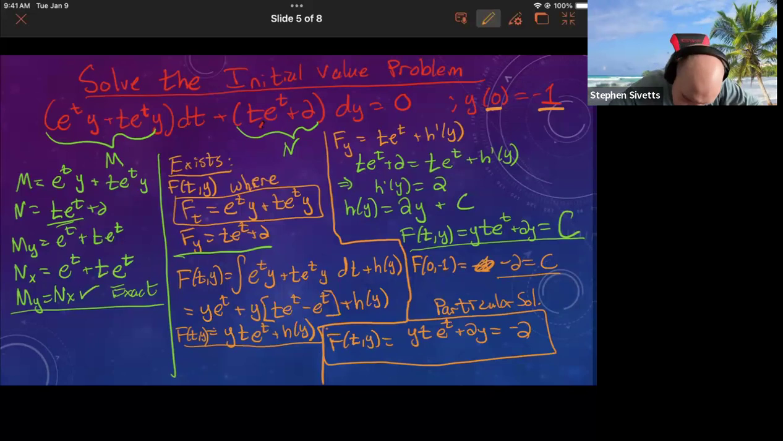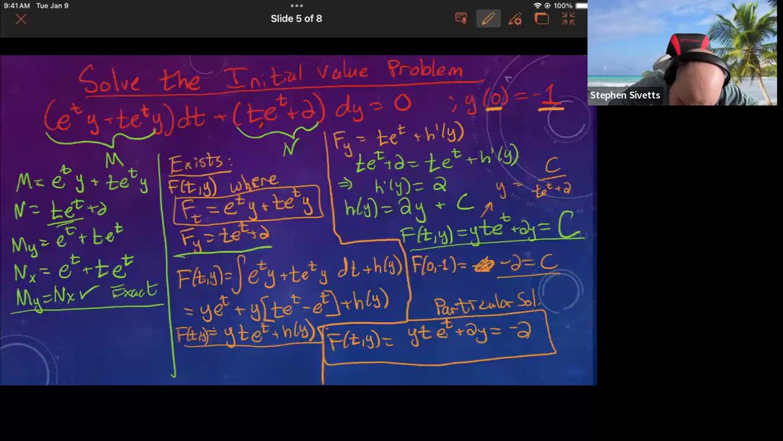Yeah, and if you solve for y, you can get this explicitly. So I'm just trying to make sure. So this equals c over t times e to the t plus 2. And so at t equals 0, that's c over 2, so c is -2. Okay, yeah, great. So this right here is the particular solution, right?